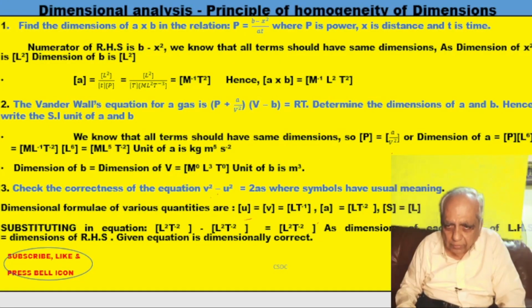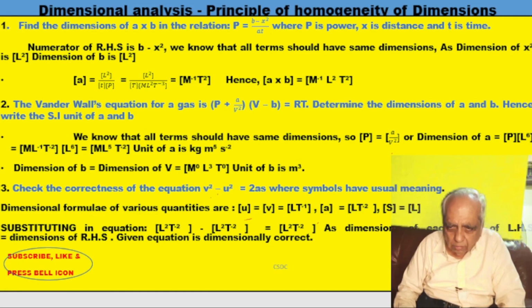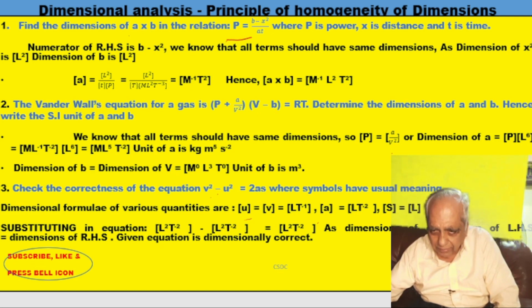Now I will explain a few examples to illustrate the use of the principle of homogeneity of dimensions. The first example reads, find the dimensions of A cross B. So we have to find the dimensions of A and B and multiply them, where the relation given is P is equal to B minus x square upon AT. P is power, x is distance, so it will be measured in length. A we have to find out, T is time, so its dimension is capital T.